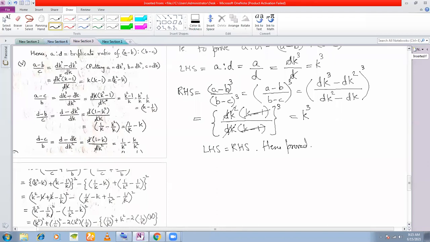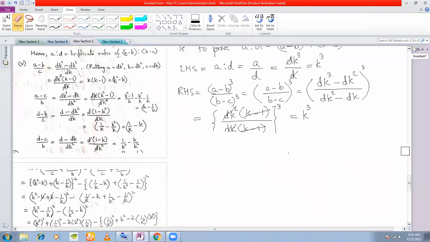That's it for the first one. We see the next one. Now the next one is a little long. That's why you have to be very careful with the next one. The last simplification is the most important one.